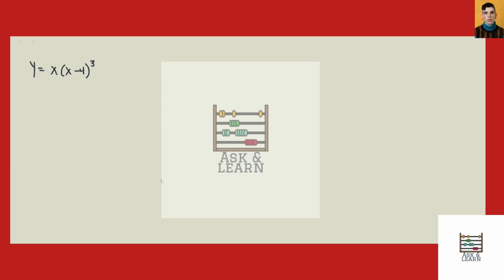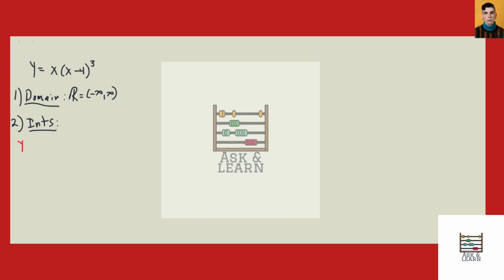So the first thing they suggest that we do is to determine our domain. So we have a polynomial here, a factored polynomial. And we know that the domain of a polynomial is just all real numbers, or negative infinity to infinity. The next thing they say we should find is our intercepts.